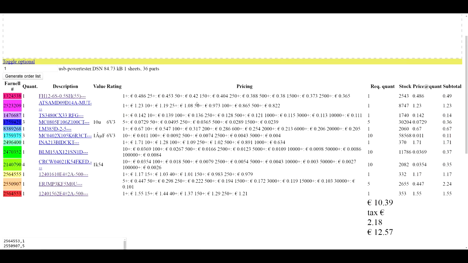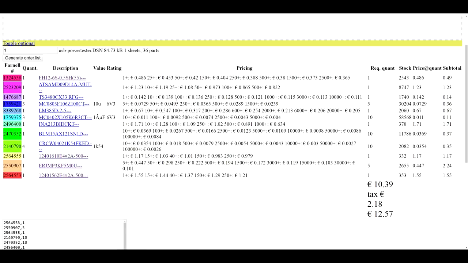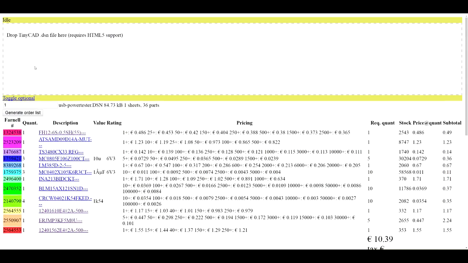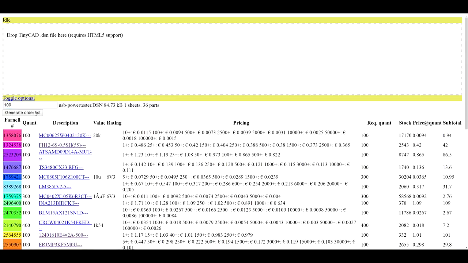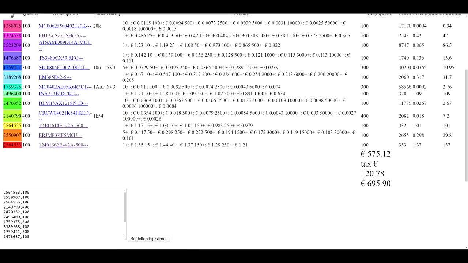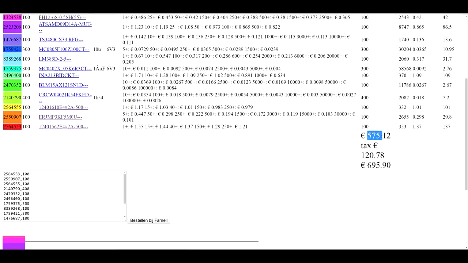It has the price tags, the required quantity, the amount of stock, etc. And this calculates for you the total price of an order. So I can generate orders. For instance, if I want to build 100 of these, then it comes out at €575. So that's €5.75 a piece in components.